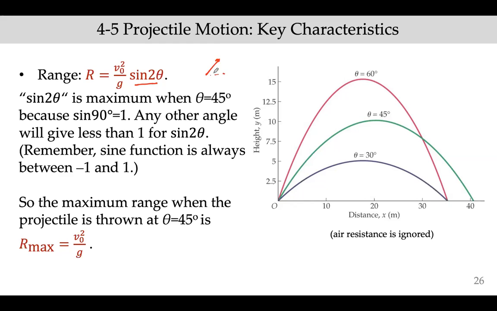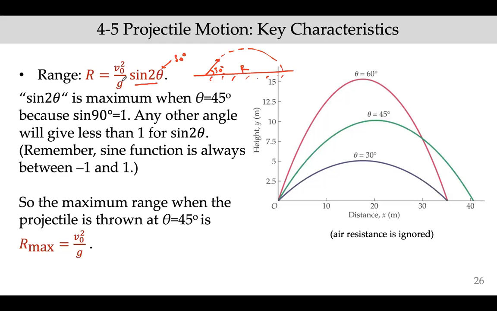So let's say if the angle is 30 degrees, so it goes like this. This is the ground. And let's say you want to calculate r. So here you would write 30 degrees. But ultimately, because it's multiplied by 2, you would be calculating sine 60.